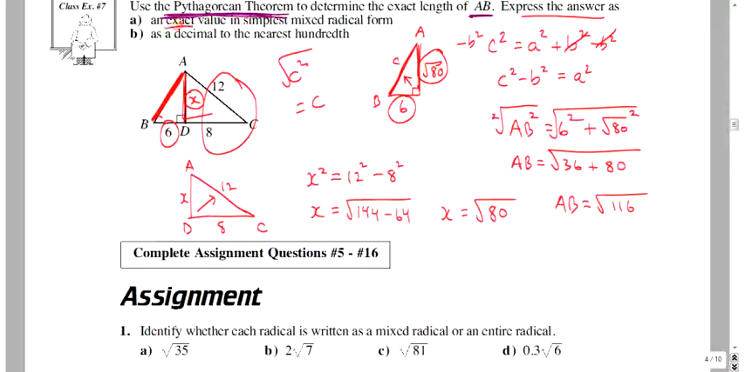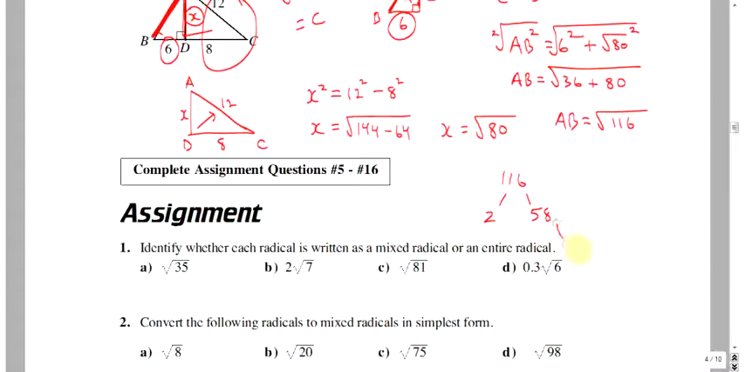That's exact. Is that now simplest mixed radical form? Or can I find a perfect square in 116? Well, let's have a look. Prime factorize it. Take out a 2, and what do I get? Mr. Galloway. Very good. Nice. Take out another 2. Let's half that. 14.5. I don't want to take a 2 out of 29. Is 29 a prime number? All right, we're done.